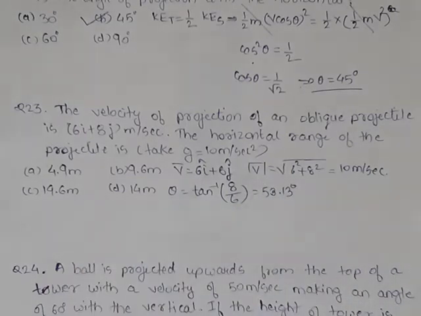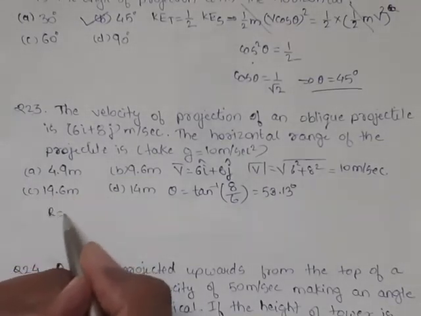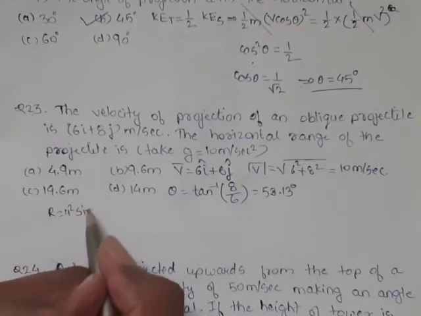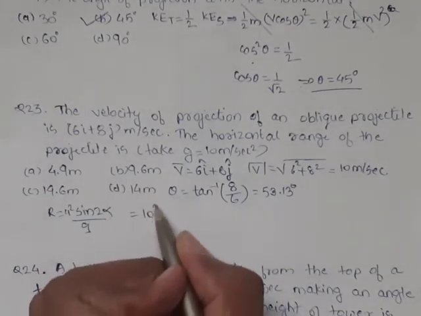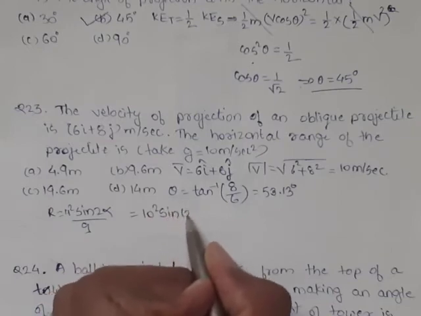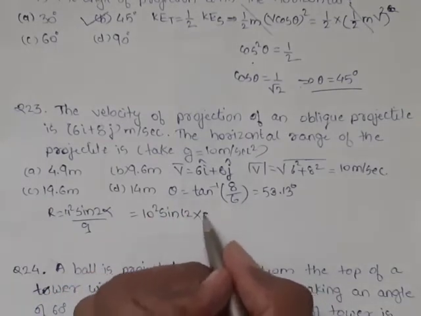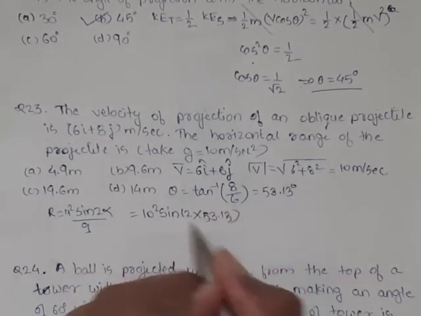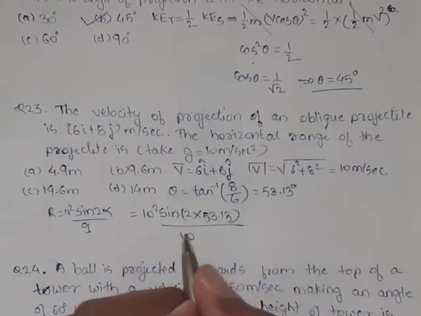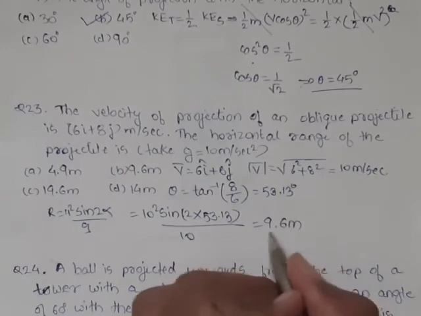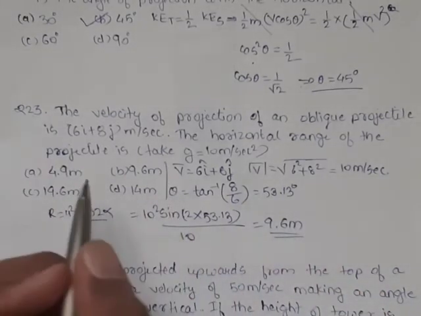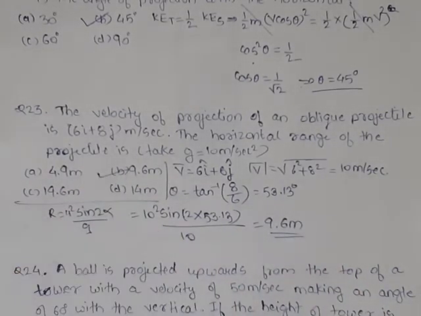So we got the angle of projection and the initial velocity V. So r can be found out: r equals u square sine 2 alpha upon g, equal to 10 square sine 2 into 53.13 upon g, g taken equal to 10, and this answer comes to be 9.6 meter. So out of the 4 options, option B is correct.